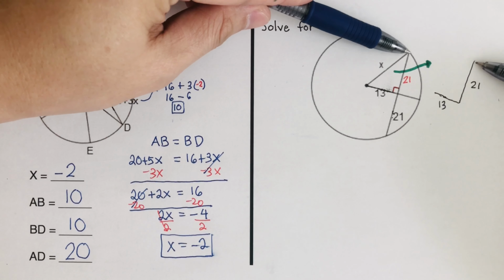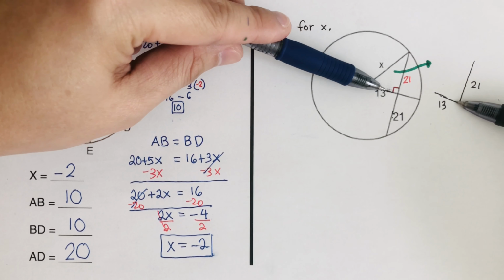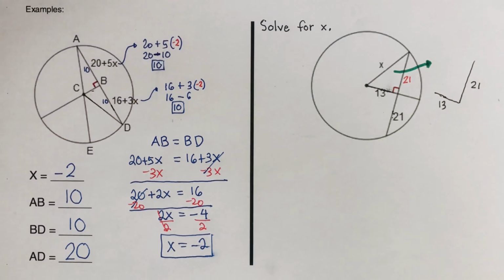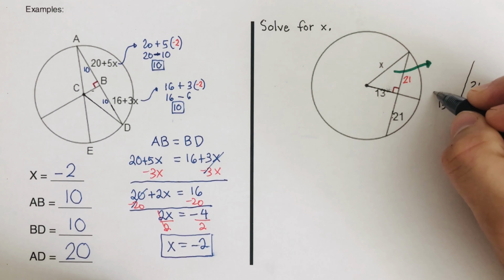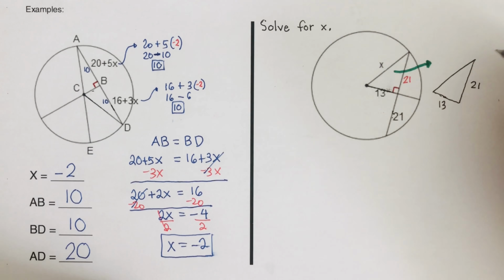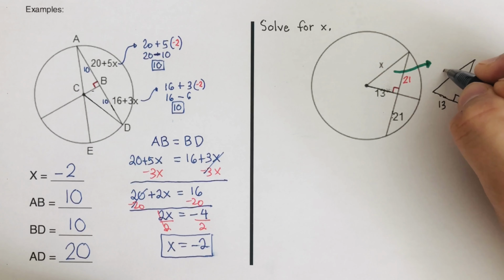So these are the sides that are corresponding. So this side corresponds to each other. This side corresponds to each other. And so we have the x on this side right here. So what I did was I took the right triangle out from the circle. So this is our x there.